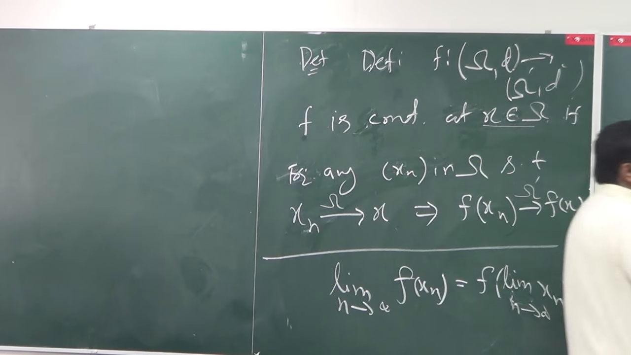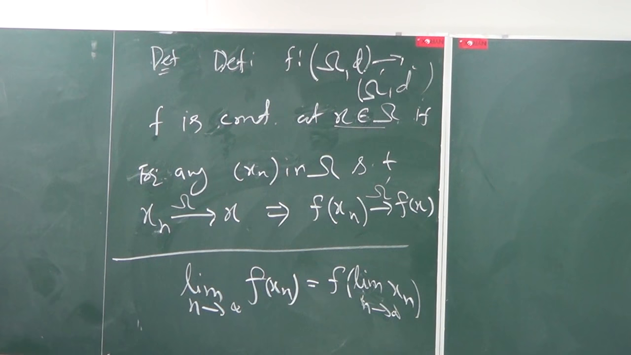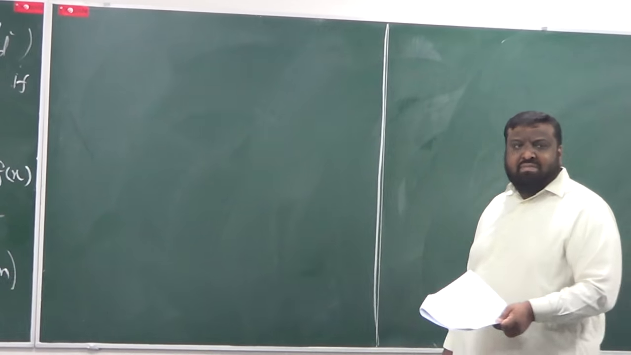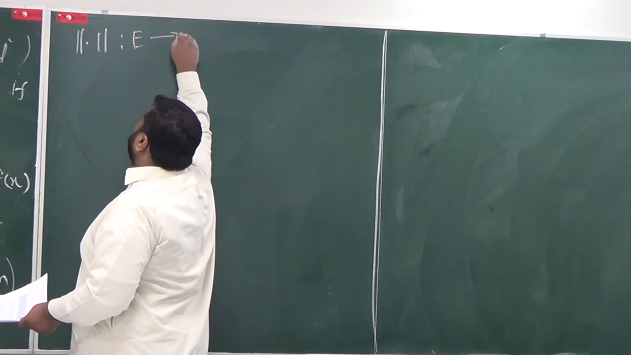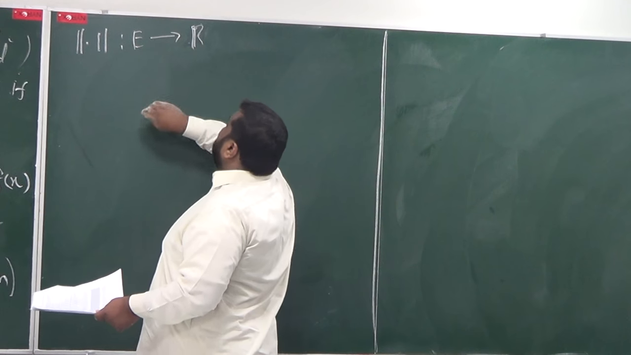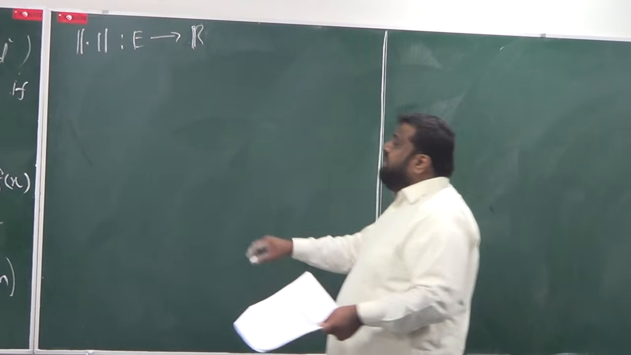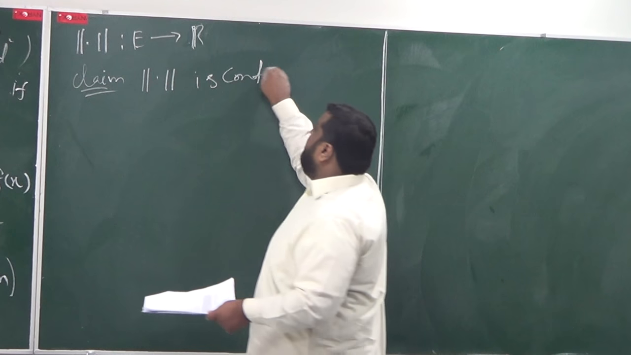What would be the first example of a continuous function? The first example of a continuous function that we want to show is that the norm is a continuous function. We know that the norm is a map. So the norm is a map from where to where? From the normed space E into the positive reals. My claim is this map is continuous. So the norm is a continuous map.